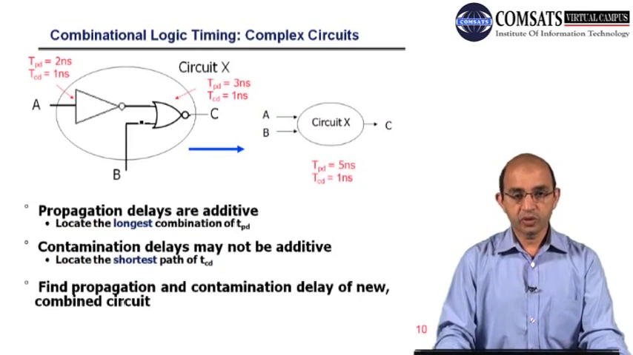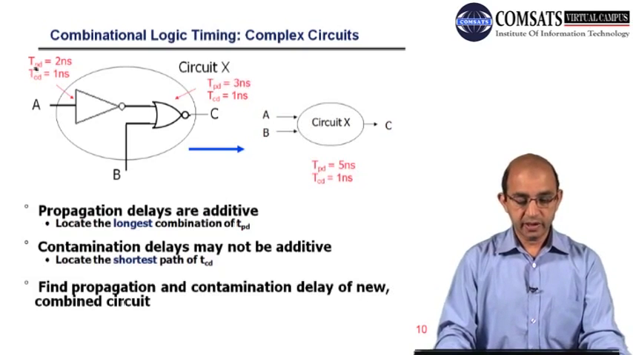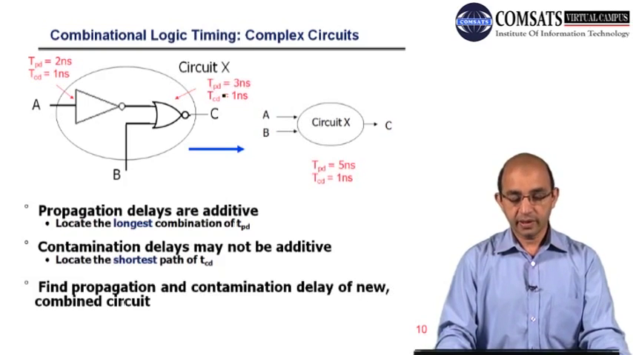Here is the example where we have more than one gate. We have an inverter, and these are the timing parameters: TPD, propagation delay, is 2 nanosecond, and CD, contamination delay, is 1 nanosecond. For this NOR, we have two more values: TPD, the propagation delay, equal to 3 nanosecond, and the contamination delay equal to 1 nanosecond.